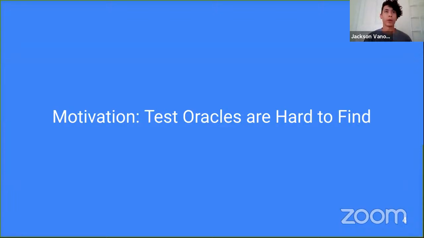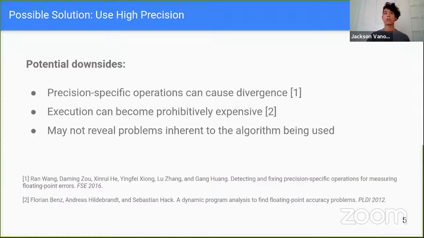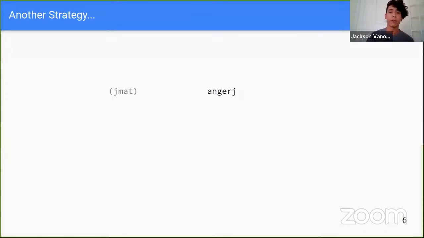In this particular domain of numerical testing, one solution that's often used is to use a high precision implementation to approximate that ground truth. But this comes bundled with some downsides, potentially. One being that a high precision implementation can actually diverge further from the ground truth due to things like precision specific operations. The execution of that high precision implementation can become prohibitively expensive. And lastly, just raising the precision allocated per variable may not reveal problems that are inherent to the algorithm being used.